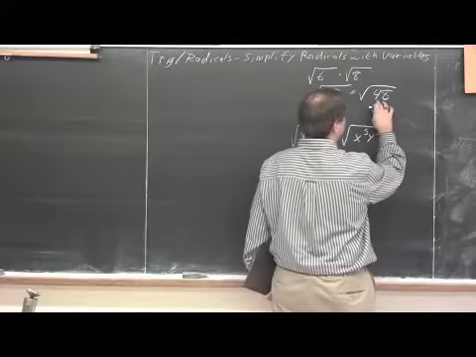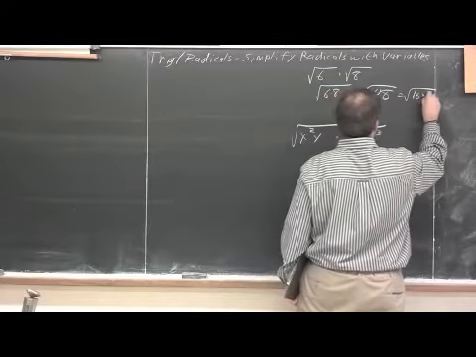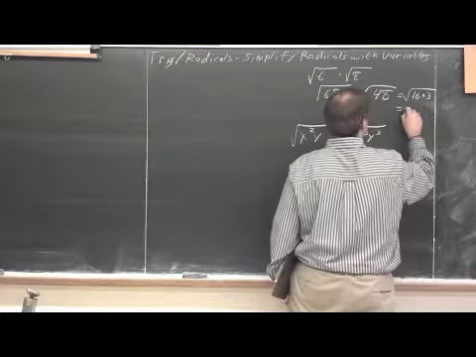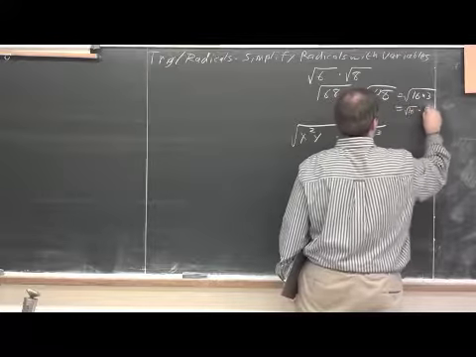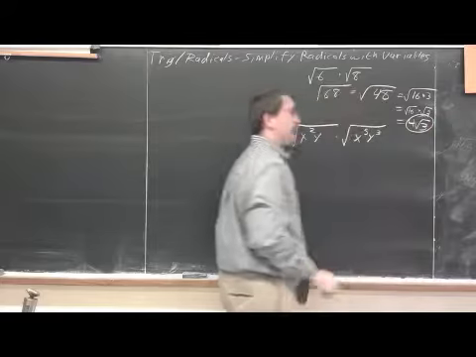Square root of 48, well, that's equal to the square root of 16 times 3. And so that's equal to the square root of 16 times the square root of 3. And so that's equal to 4 radical 3. That's our final answer there.